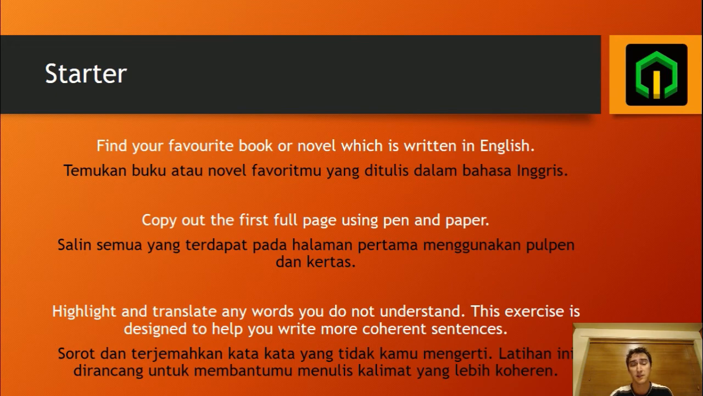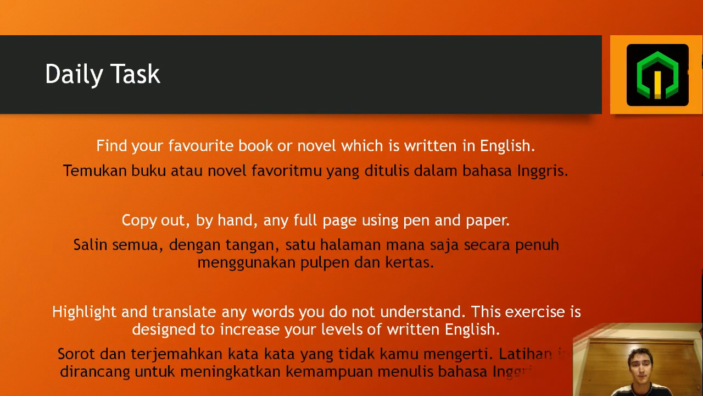So, starter, as always: find your favourite book or novel which is written in English. Copy out the first full page using pen and paper, then highlight and translate any words you do not understand. Again, if you do this daily, it will help you to greatly increase your levels of written English.